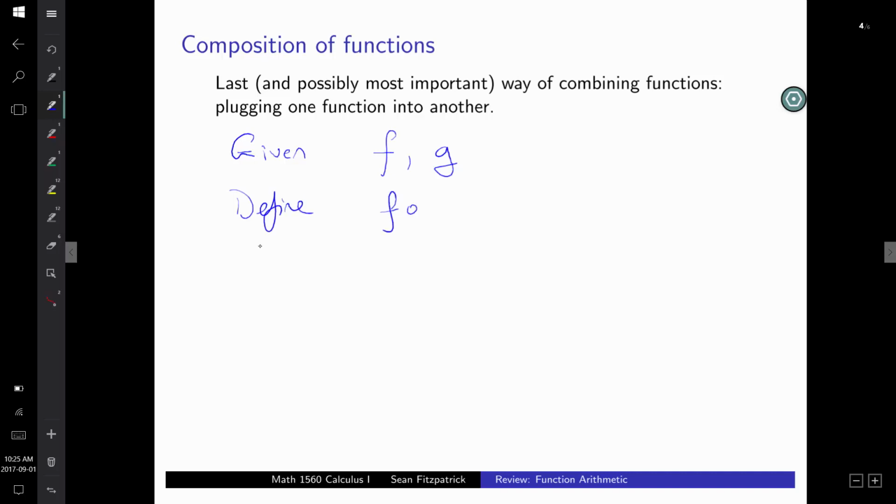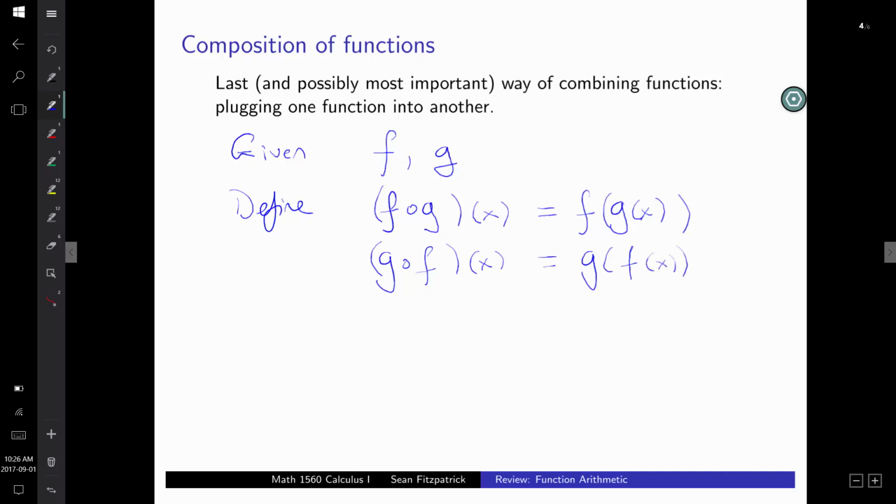So the notation is this circle, f o g. We often read this as f o g, or f composed with g. The way you define this is you first evaluate g of x, and then you plug that into f. And by the way, there are two different ways you can compose these functions, right? With addition and subtraction, well, subtraction, I guess the order matters. Addition and multiplication, the order does not matter. With composition, the order definitely does matter, right?